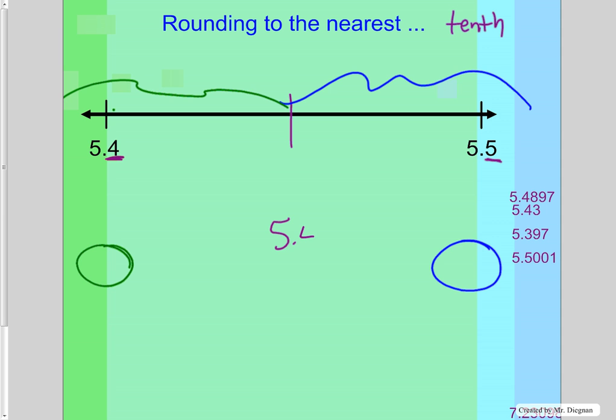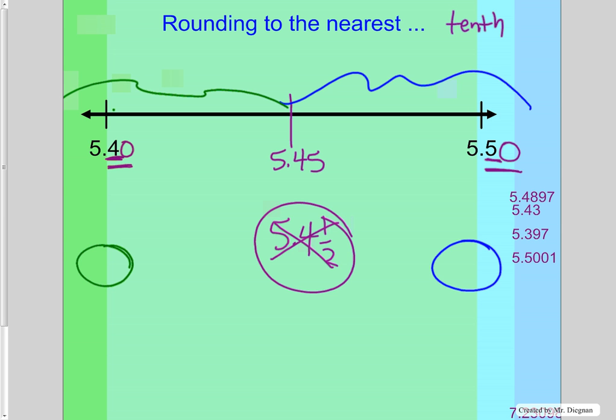Well, I know it can't be 5 and 4 tenths and a half, because that doesn't make sense. That can't be correct. So what do I need to do? Well, to help myself, I add on the 0 hundredths. Now I have 40 hundredths and 50 hundredths. I know what's in between that, 5 and 45 hundredths. That's going to help me figure out where my values go. By placing them on the number line, I'll know what they round to.